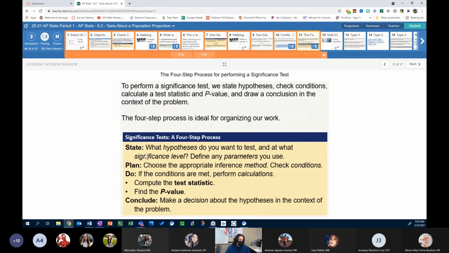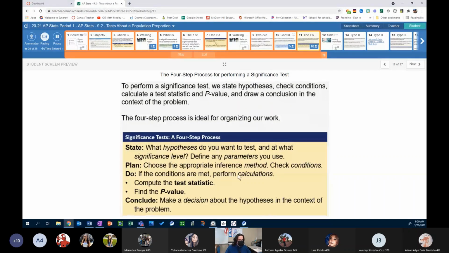In the state part, what hypotheses do you want to test, and at what significance level? Define any parameters you use. If you're using p, what is that the proportion of? What are we trying to test for? What's the parameter? Significance level: if you're not told a significance level, default to 0.05. That's kind of like a standard. They range from 0.1, 0.05 to 0.01 for alpha values. If you're not told which one to use, just use 0.05. This is a default.